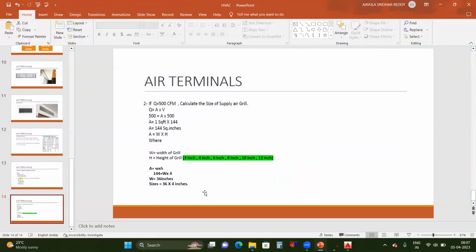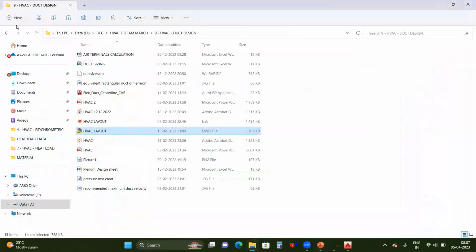Size of the grill, sorry. Okay. So this is how we will calculate by the manual method. So we will see the Excel method. That is very simple to understand.